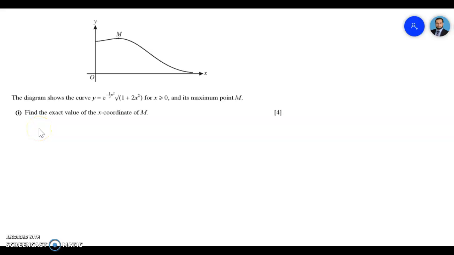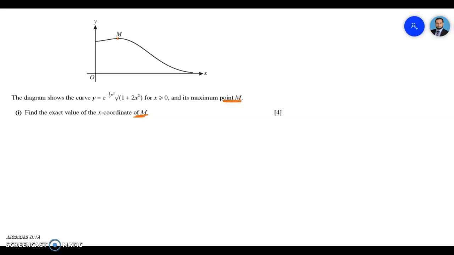In this video, we're going to look at this question where the diagram shows the curve y equals e to the power negative 1 over 2 x squared times the square root of 1 plus 2x squared, for x greater than or equal to 0, and its maximum point M. Find the exact value of the x coordinate of M.